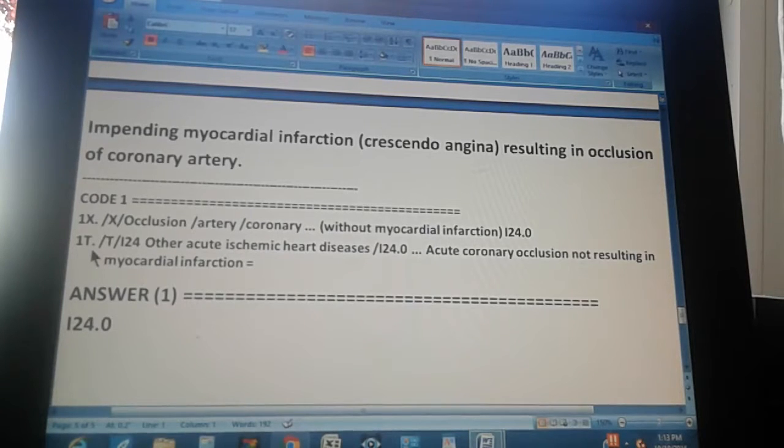So the code through the tabular is checked like this. First you go to tabular. You start with I-24, which is under acute ischemic heart disease. Ischemic means that the flow of blood has stopped, for some reason, in this case because there's an occlusion. So let's keep going. I-24.0 is acute coronary occlusion not resulting in myocardial infarction. And that's the key part here. Not resulting in myocardial infarction, which means that there's no myocardial infarction yet. So that's why there's an equal sign at the end. It means that that's our answer. Where's the equal sign? Right there. And the answer is I-24.0.